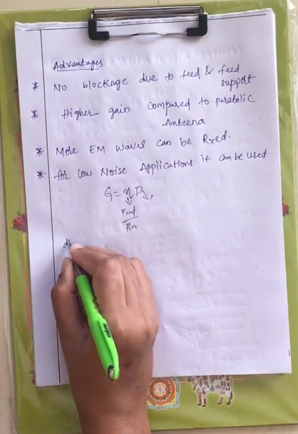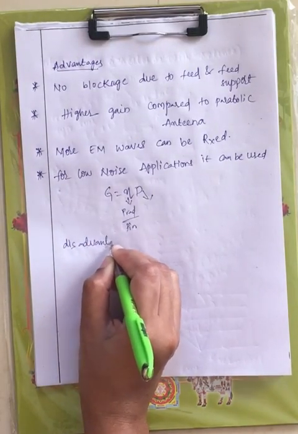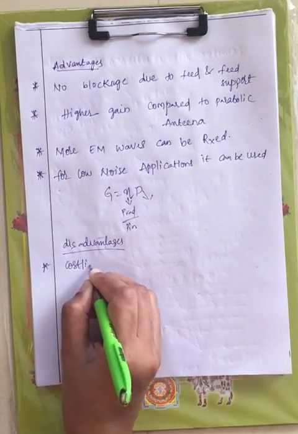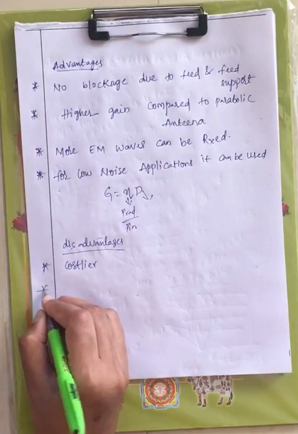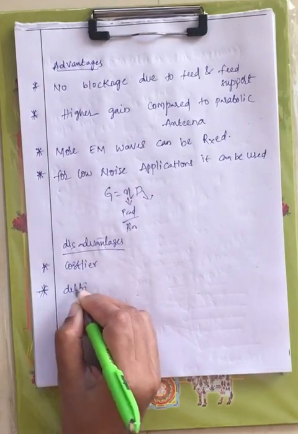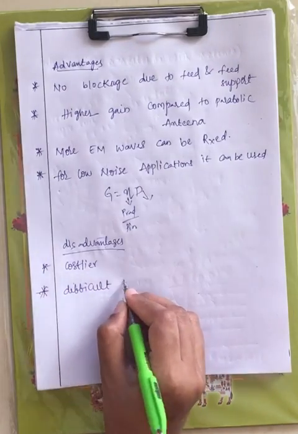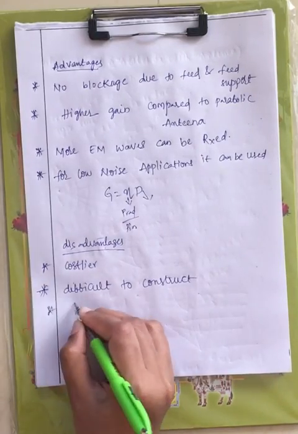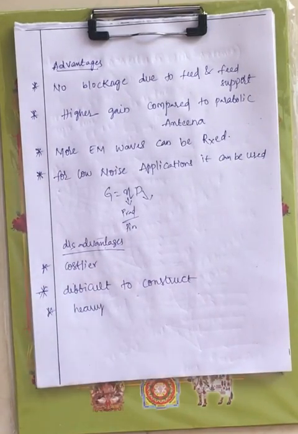Now coming to disadvantages, it is costlier. The main disadvantage is it is costlier, as I have said, difficult to construct, and another one is heavy, right? Now these are the disadvantages of lens antenna, right? One is it is costlier, cost is very high, it is difficult to construct, and another one is it is heavy in structure, right?